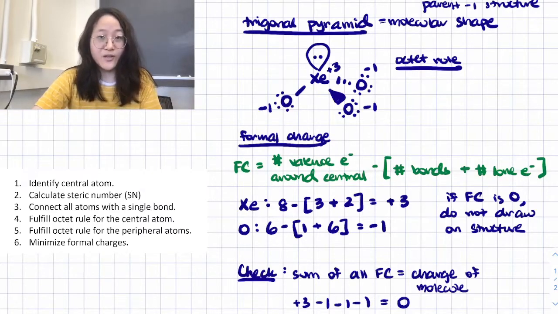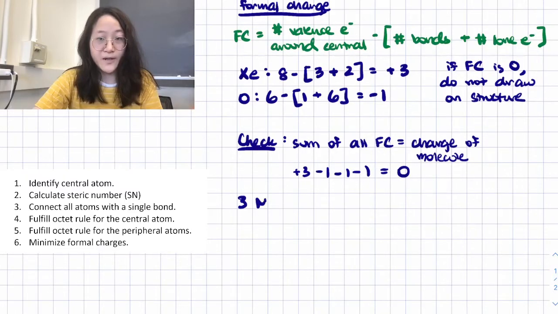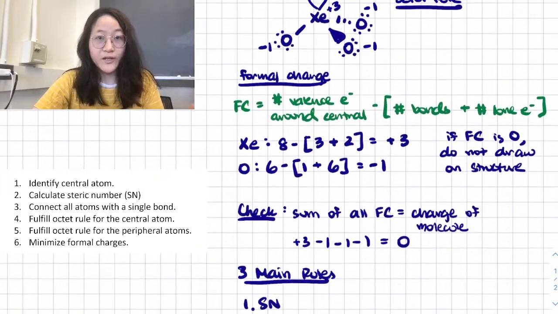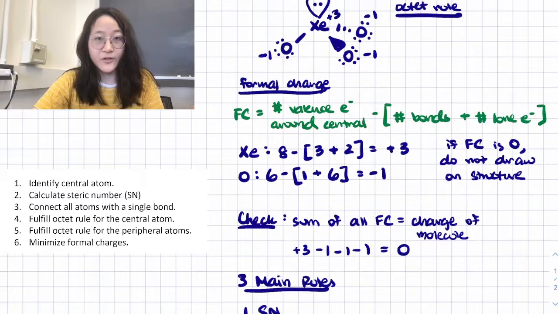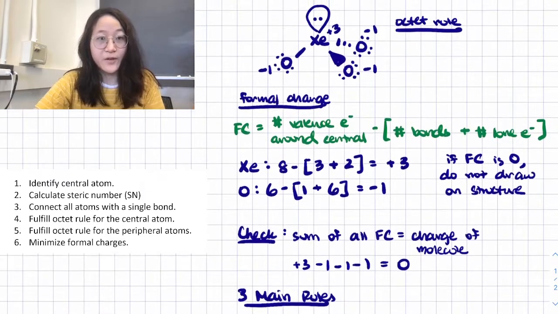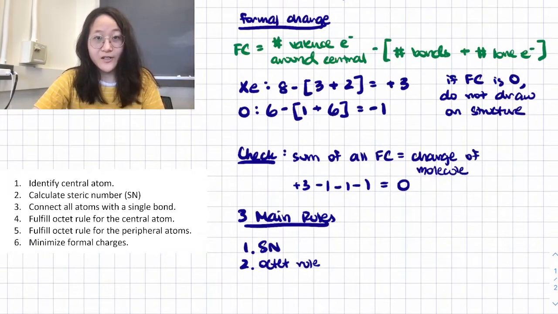Other ways that we can check whether we are correct are to go through our 3 main rules: steric number, fulfillment of octet rule, and minimized formal charge. And so we already just checked formal charge, but if we take a look at steric number, we can see that we do indeed have 4 electron groups around our xenon. And so we know that it's correct. So had we not had the lone pair, this would have been an incorrect structure. Or if we had put the lone pair in one of the bonds to the oxygen, for example, that would have been incorrect.